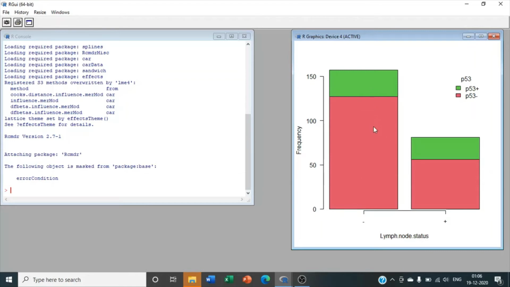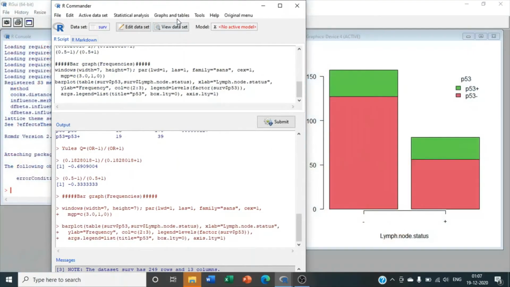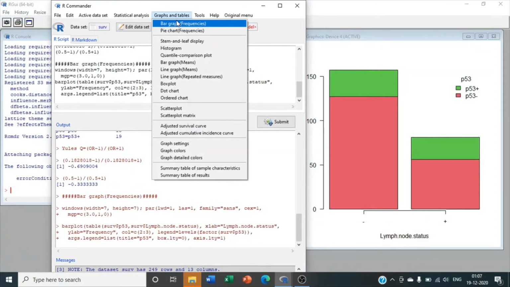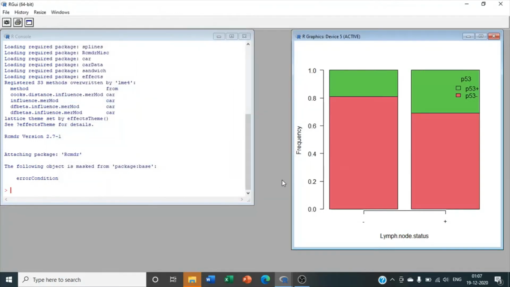mutant is quite similar to that of the lymph node positive cases. There is a slight difference, and we can check out the difference in proportion and visualize that easily by checking the proportions. Compare the proportion in each group. We see how that looks like.